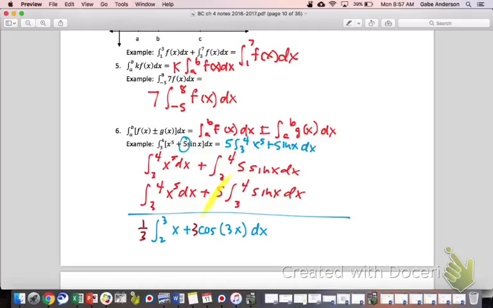So what you would do here, hopefully, instead of that, is recognize that I could split this up. You can't see that, so let's try this. You could say the integral from 2 to 3 of x plus the integral from 2 to 3 of cosine of 3x.